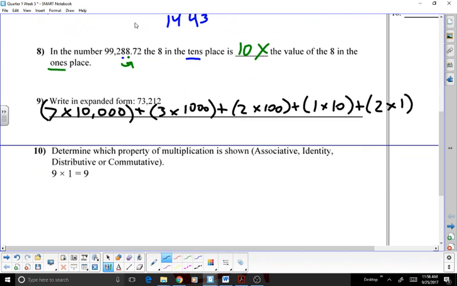Which property of multiplication is shown in number 10? 9 times 1. When you multiply times 1, that's the property in and of itself. What is it? It is the identity. Good girl.